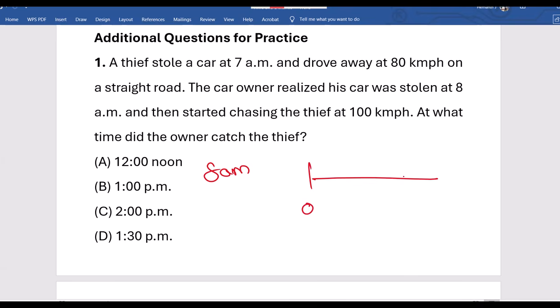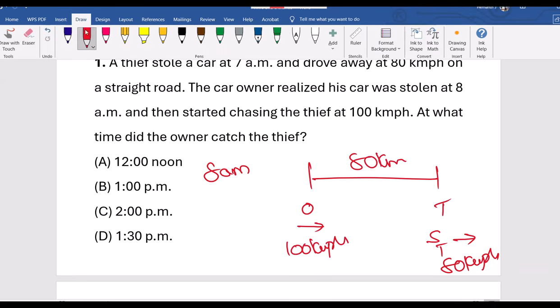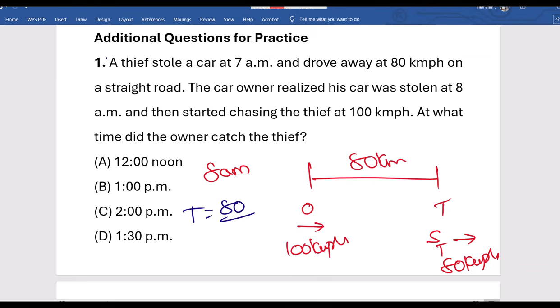By 8 a.m. the owner will be here, and the thief will be some distance ahead. The thief speed is 80 kilometers per hour, so the distance between these two is 80 kilometers. Owner is moving with 100 kilometers per hour. Now at what time do we come to the same point? 80 divided by the difference between speeds is 4 hours. So answer is 12 noon.